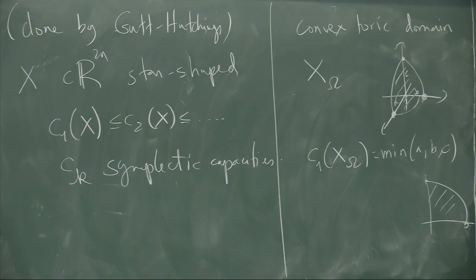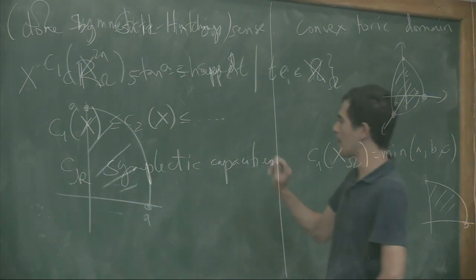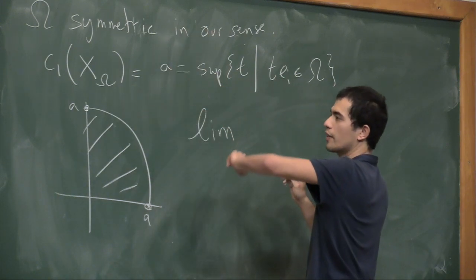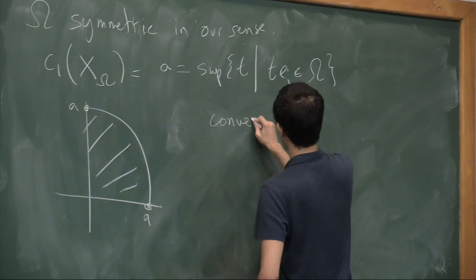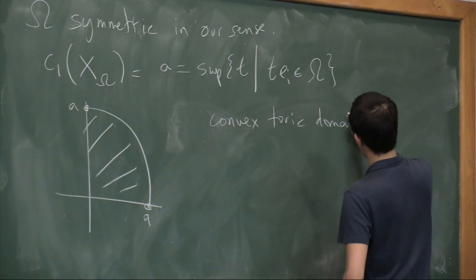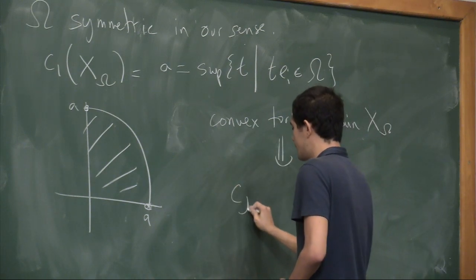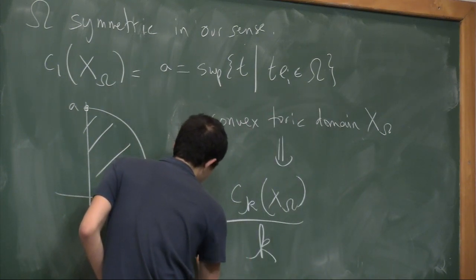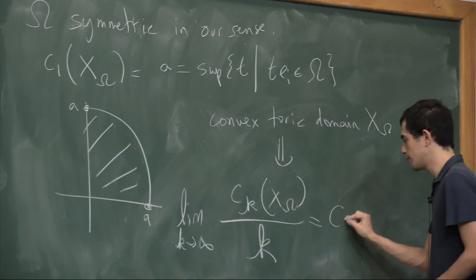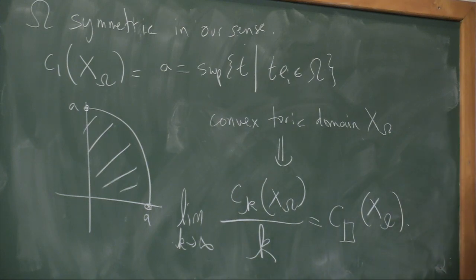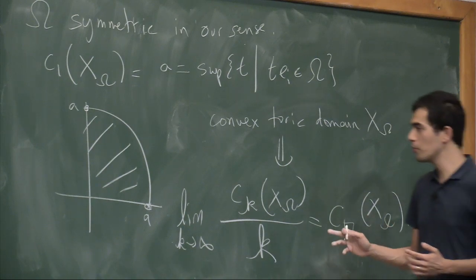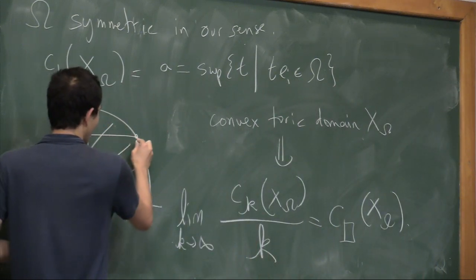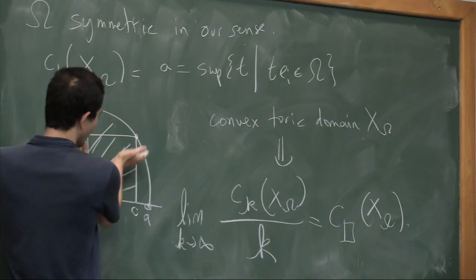And then they also prove a very interesting result in their paper, which is an asymptotic result. They prove that for a convex toric domain X_Ω, they prove that c_k of X_Ω divided by k, as k goes to infinity, converges to what's called the cube capacity. So the cube capacity is the largest cube that you can embed. It's like the Gromov capacity, but instead of using a ball, you use a cube. So they proved that basically this cube capacity for a concave toric domain is exactly this number. It's the largest cube that can be included.